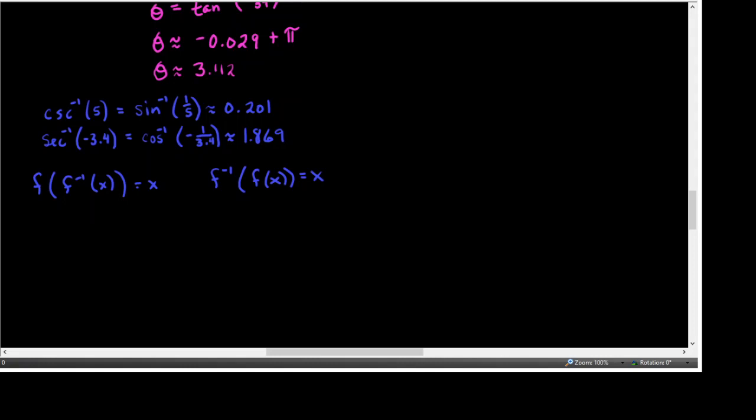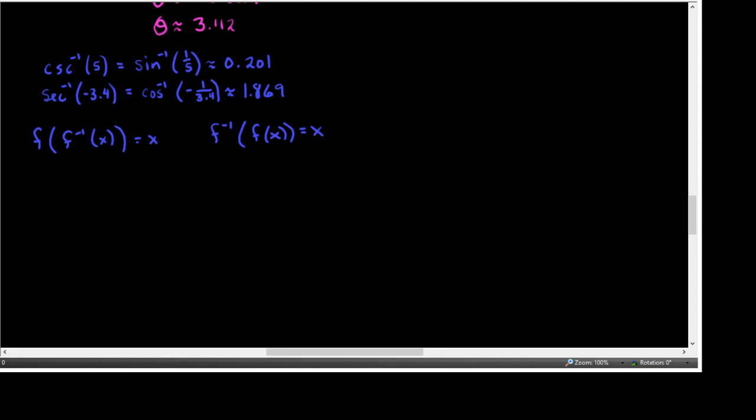So those are true statements, but you do have to think about the restricted domains for these. Particularly this one right here, when you're trying to find f inverse, like arc cosine of something, that answer x has to be a valid angle for inverse cosine. It can't be out of the 0 to pi range. So that's something to be careful about.